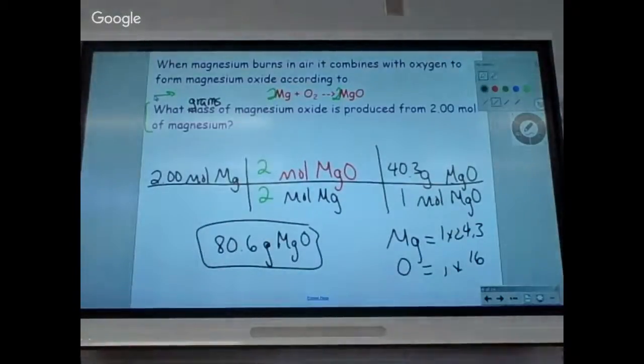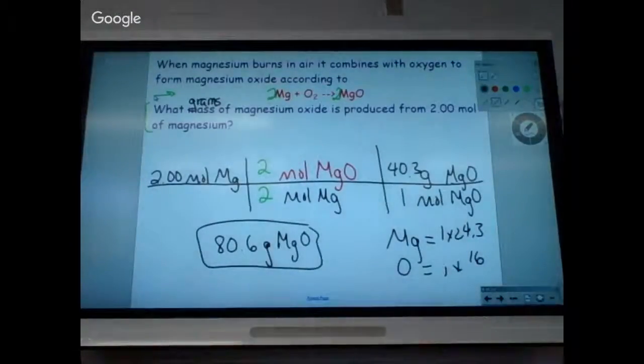All right. So you get 80.6 grams. Okay, we're just going to nod our head yes. That's what's important. You got it? It's really not hard. You're just adding an extra step.